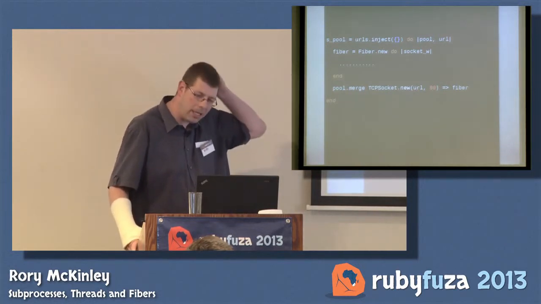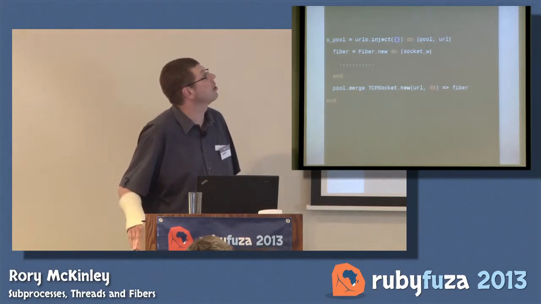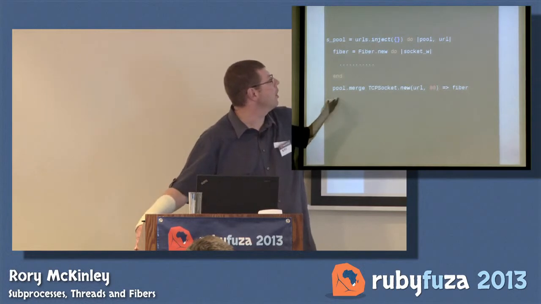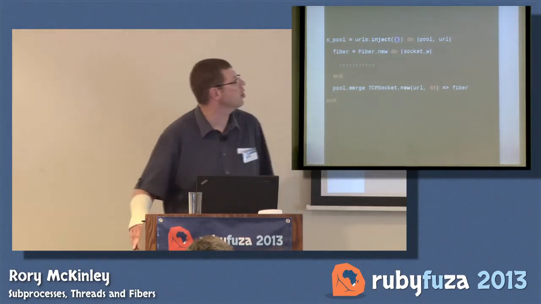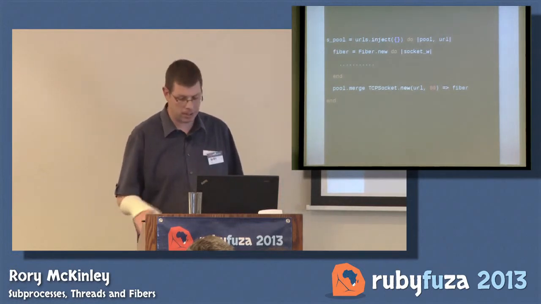Again, this is a little bit more complicated, so I'll split it up into a number of slides. We start off, we create a pool of sockets just by running inject, and we assign the key for our hash is a socket, and its value is a fiber. And the fiber is going to execute the read and write.